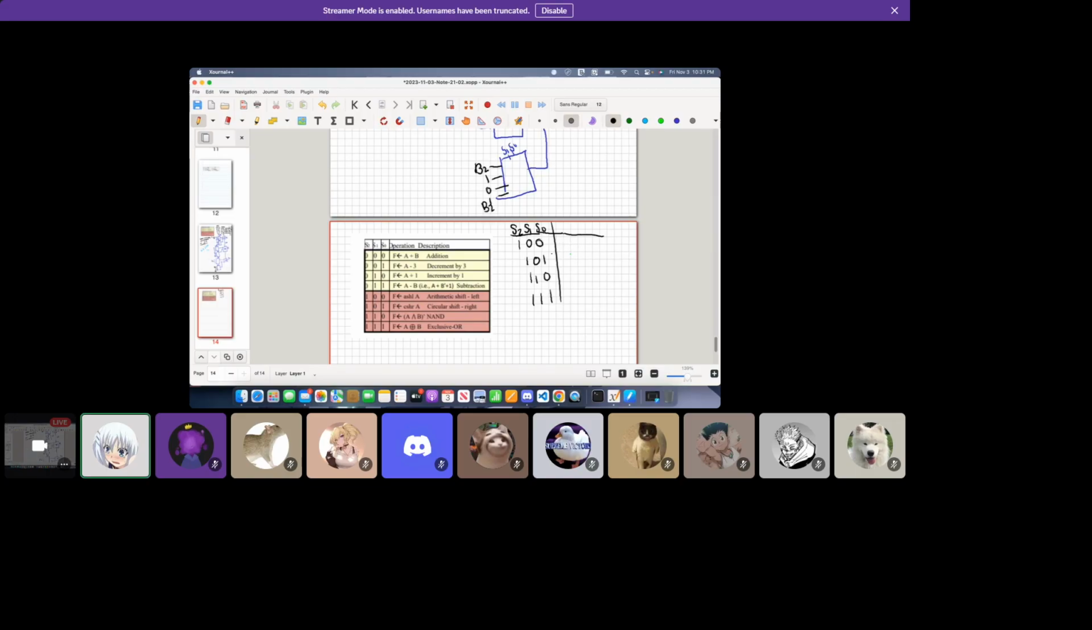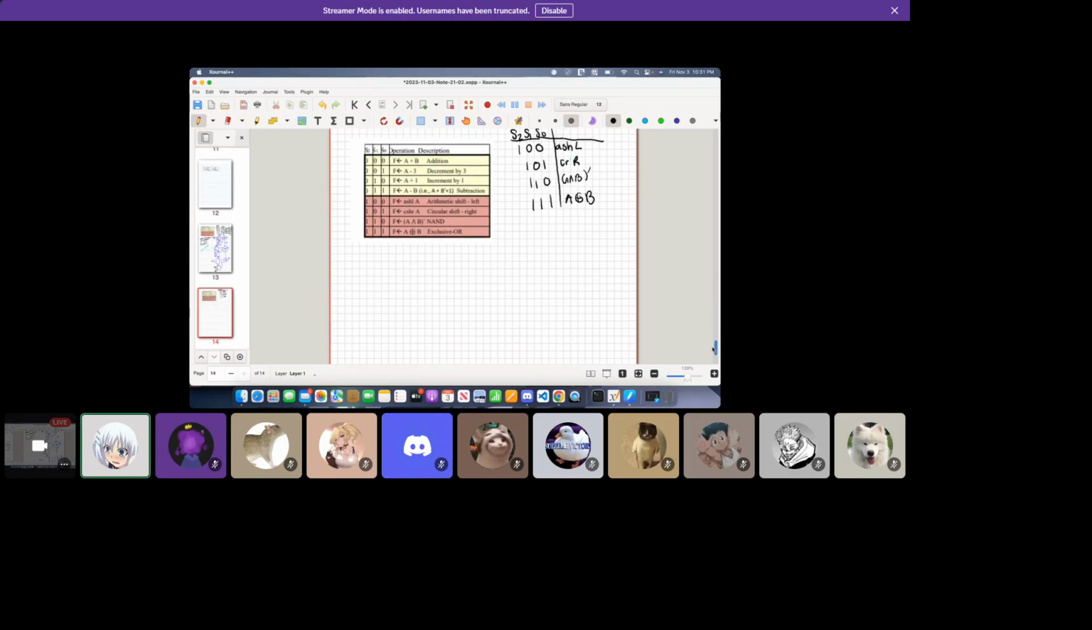Okay, for this one, we have a shift left, a circular shift right. Then we have A and B negated, and it just says NAND, which is weird. Maybe they want us to build it with NAND gates, or maybe this is just NAND. And then we have A XOR B.